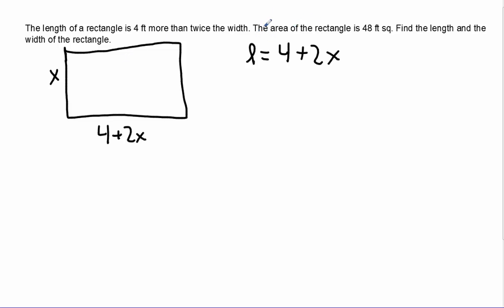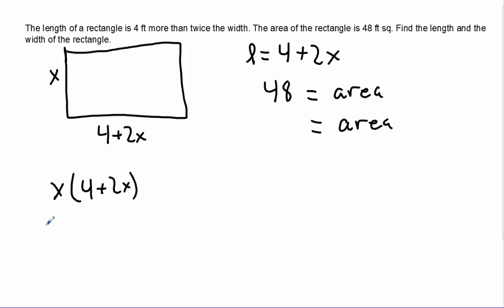And the next part of the problem says we're dealing with the area. And the area of the rectangle is 48 feet squared. So 48 equals the area. Okay. Now in geometric terms, the area is length times width. So the area is also equal to x times 4 plus 2x, or when you distribute, 4x plus 2x squared.